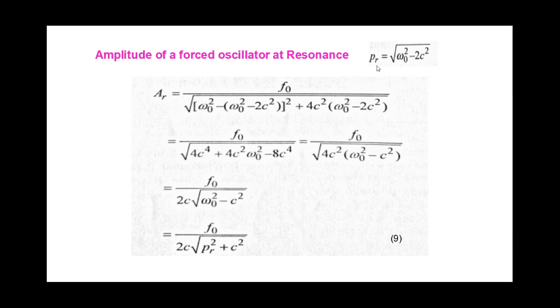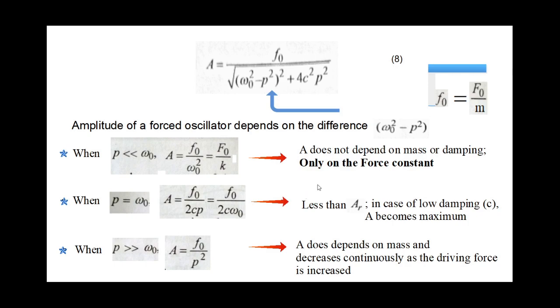Again, since PR equals root of omega 0 square minus 2C square, we can rewrite this expression as F0 divided by 2C into root of PR square plus C square. Fine. This is the amplitude of the forced oscillator at resonance, or the maximum amplitude of the forced oscillator. Now, let's have some more discussion on the amplitude of this forced oscillator. It's clear that the amplitude of the forced oscillator depends on the difference between omega 0 and P.